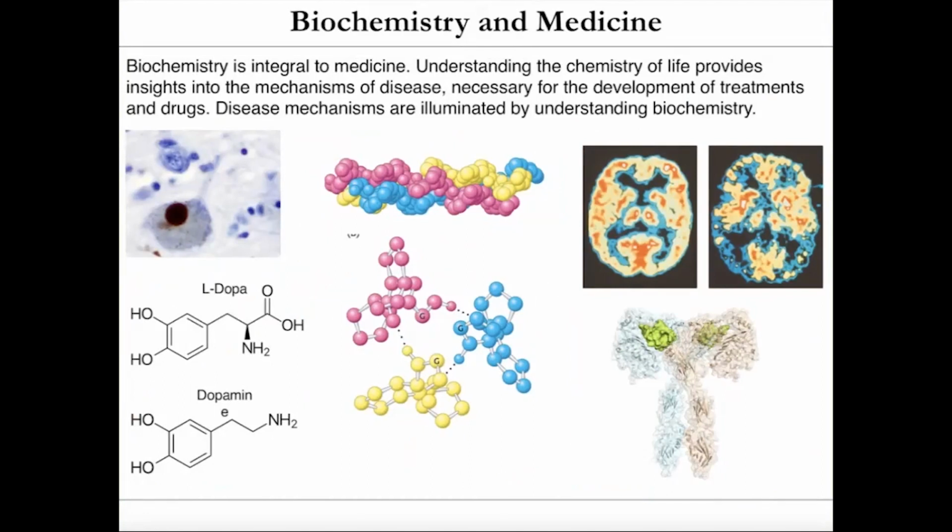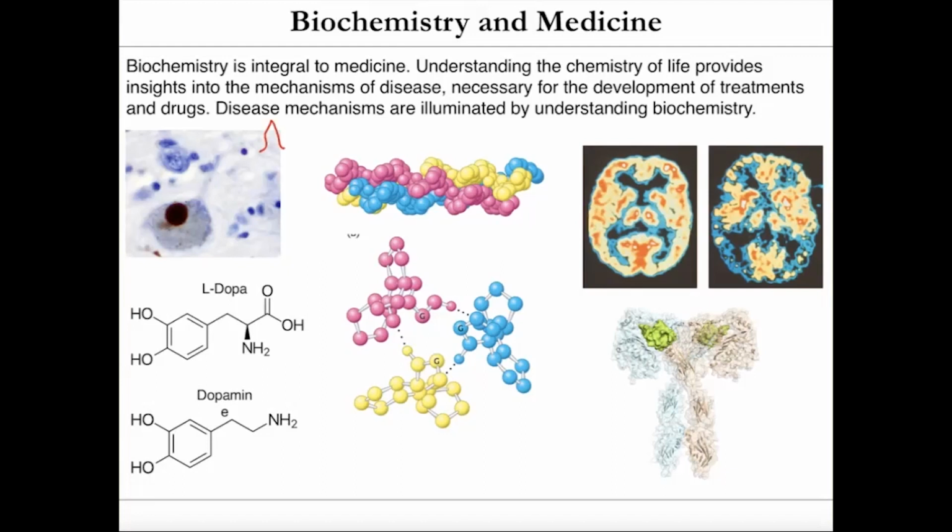So if you understand the biochemistry of how your body functions normally, you can understand the biochemistry of a disease state and potentially find different ways to manipulate that biochemistry so that you can develop treatments and drugs. So disease mechanisms are illuminated by understanding biochemistry.